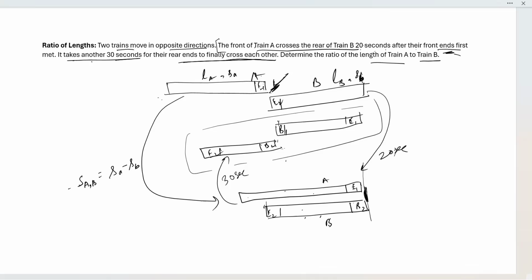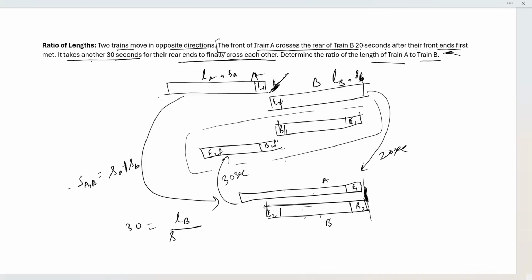ट्रेन ए यहाँ से यहाँ पे आया, मतलब ट्रेन बी की लेंथ, it has covered the entire length of train B. For that it took 20 seconds. Okay, so I can write this as 20 is equal to length of train B by S A minus, sorry, S plus होगा ये, the relative speed would be plus because they are moving in the opposite direction.